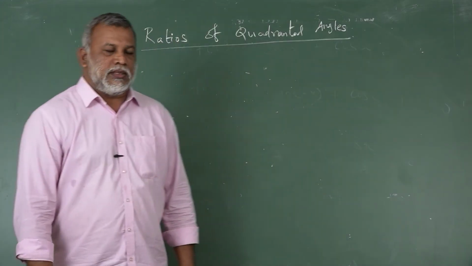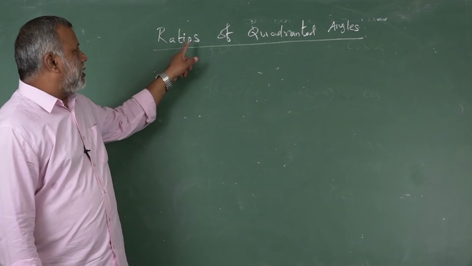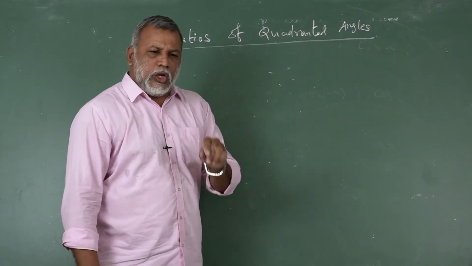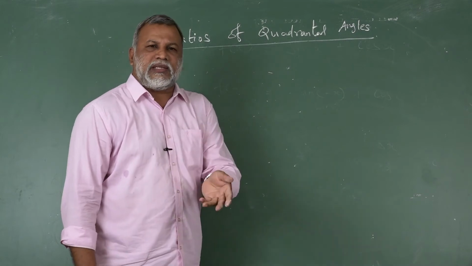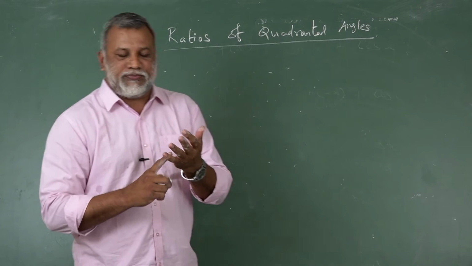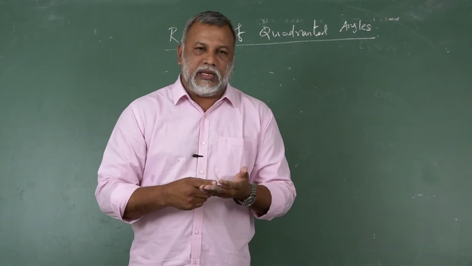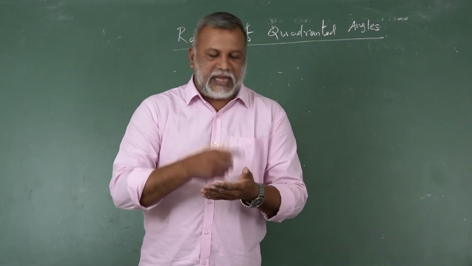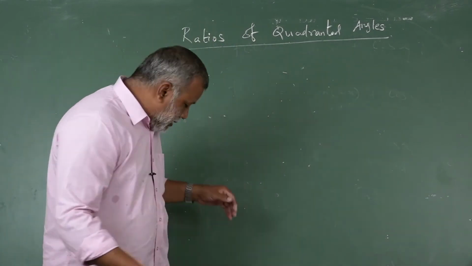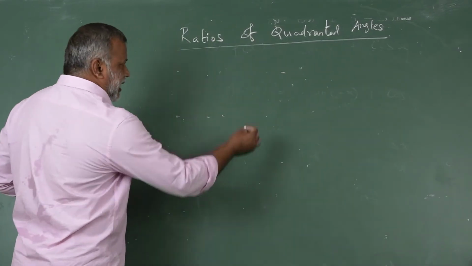Listen, students. Now we are going to discuss ratios of quadrantal angles. In your lower standard, in your 9th or 10th syllabus, you already discussed 0 degree, 30 degree, 45 degree, 60 degree and 90 degree. Now we are going to discuss some more angles. Now listen carefully.